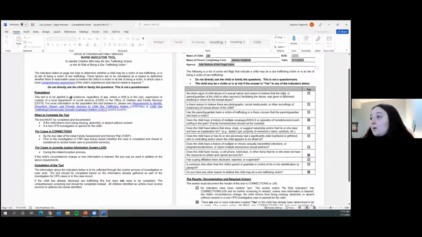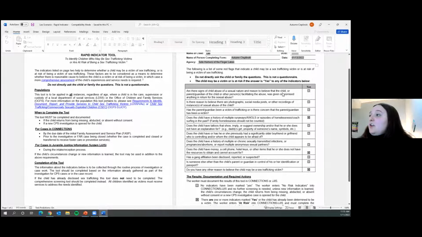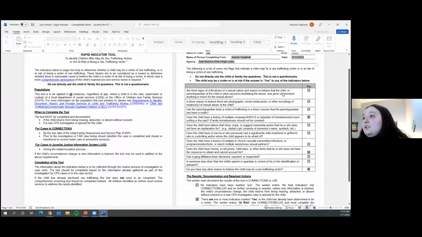So now the first one: are there signs of child abuse of a sexual nature and reason to believe that the child or parent/guardian of the child or other persons facilitating the abuse was given or promised anything in return for the sexual abuse? No, we don't have any of that information that was given to us in the case scenario. There's no reason to believe there are photographs or social media posts at this time. There's no concern that the parent has been a victim of trafficking.